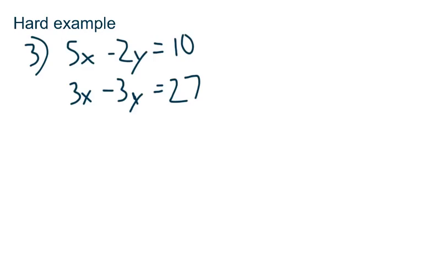Let's look at a hard example. Okay, for the hard one, let's say we have 5x minus 2y equals 10, and 3x plus 3y is equal to 27. Now, what makes this a hard one is that we don't have a coefficient of 1 on any of our x's or y's. And so we need to solve for it.